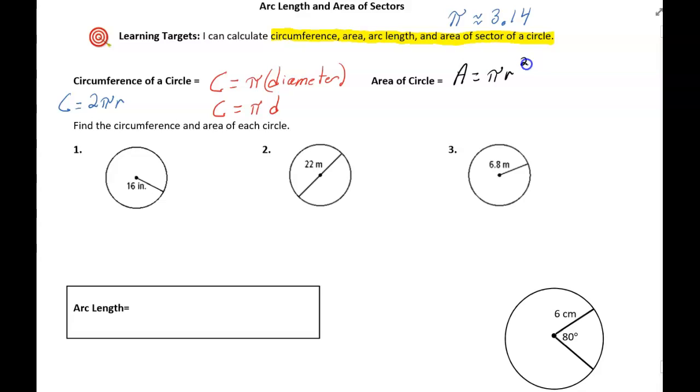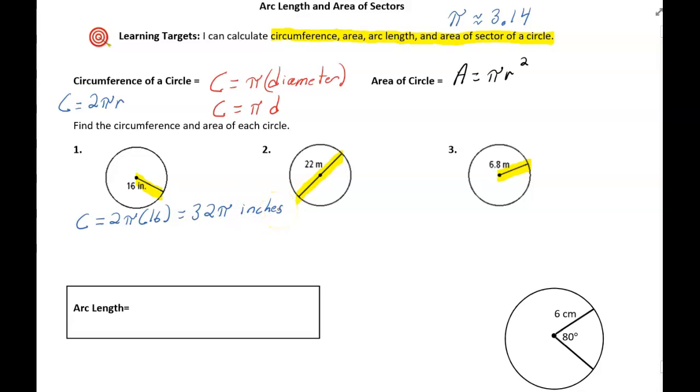So in problem number 1 and 2 and 3, we want to find the area and circumference. So if you look at problem number 1, this yellow line is the radius. In problem number 2, that yellow line is the diameter. And in problem number 3, that is the radius. So for problem number 1, the circumference, you could use either formula. Since I'm given the radius, I'm going to say 2 pi times 16. And if you multiply that out, you get 32 pi inches.